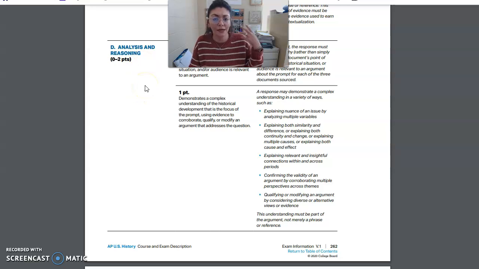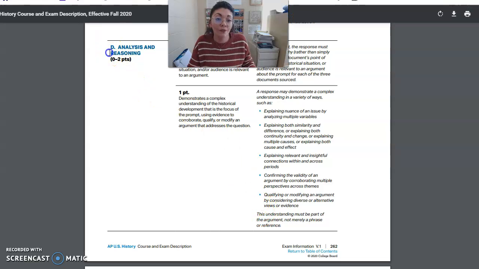Reasoning is more difficult to achieve. It's one of the higher levels of analysis and writing. But here is a list of ways that you can acquire this one reasoning point. So in a final paragraph, you can acquire the reasoning point by explaining nuance of an issue by analyzing multiple variables.